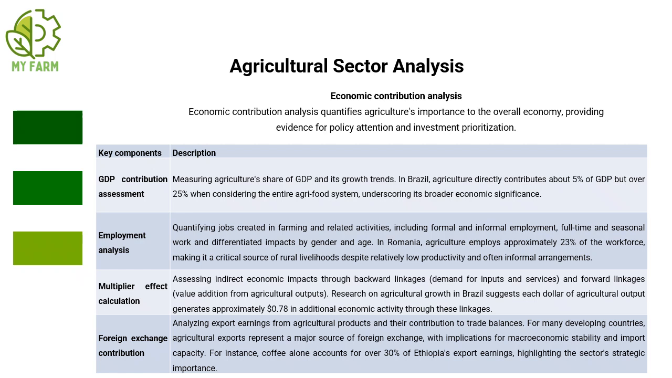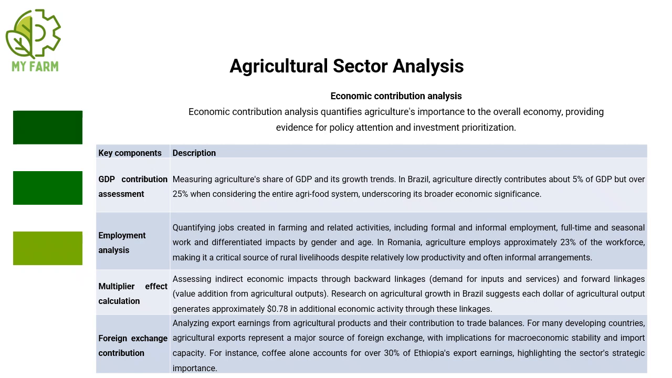Economic contribution analysis quantifies agriculture's importance to the overall economy, providing evidence for policy attention and investment prioritization. GDP contribution assessment measures agriculture's share of GDP and growth trends. In Brazil, agriculture directly contributes about 5% of GDP, but over 25% when considering the entire agri-food system, including processing, distribution, and related services, underscoring its broader economic significance.